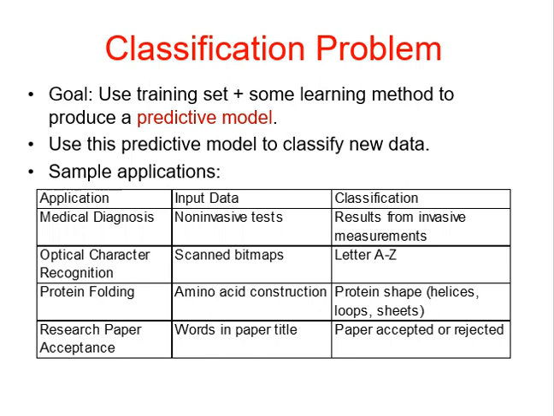Thirdly, we are going to see protein folding. Their input data is an amino acid construction, and their classification is protein shapes. And then finally, we are going to see research paper acceptance. Their input data is words in the paper title, and their classification is paper accepted or rejected. So these are the classification problems in supervised learning. Now let's move on to the next slide.